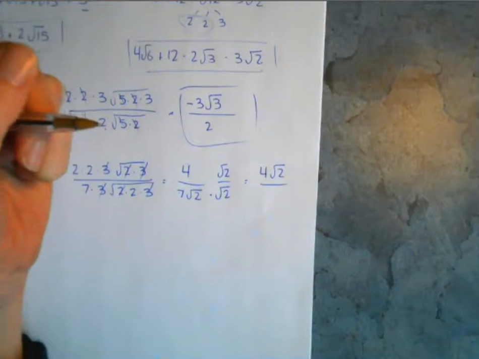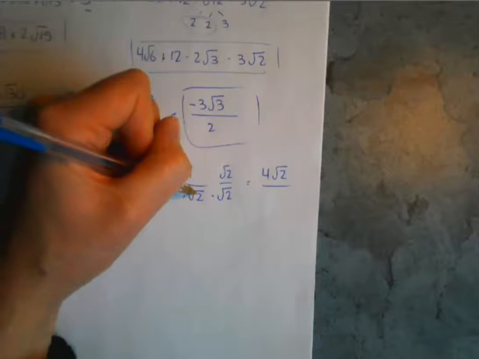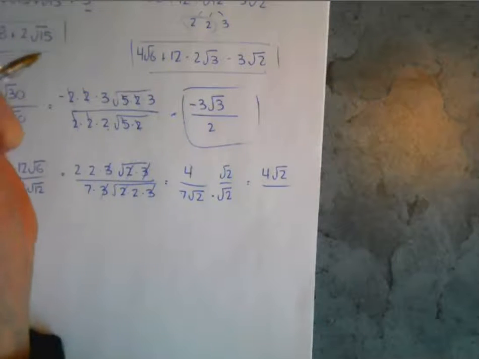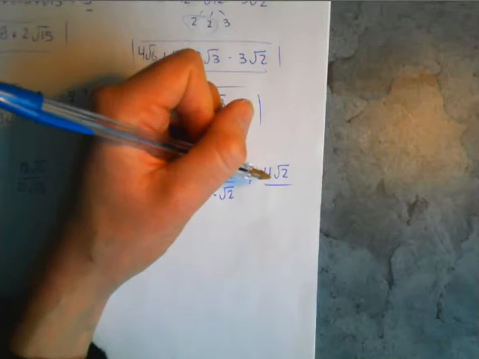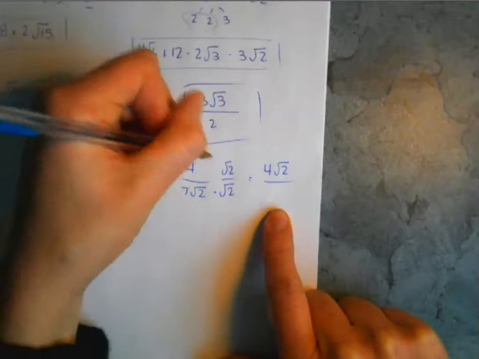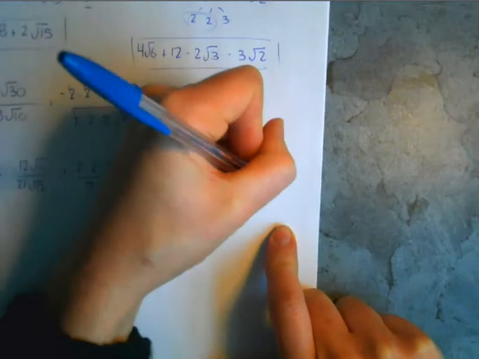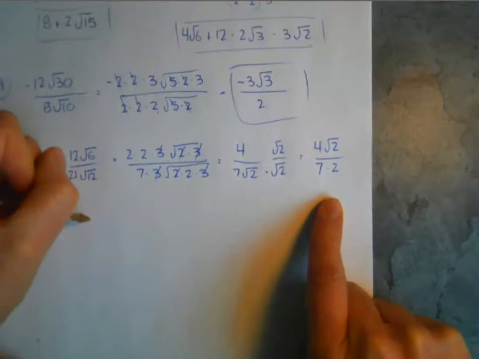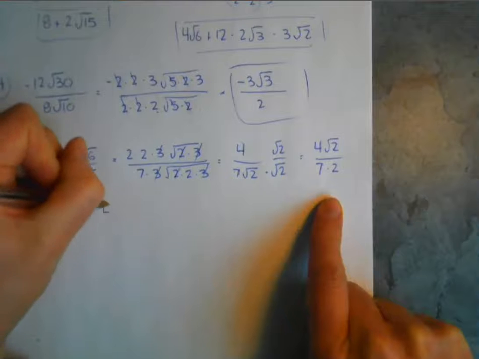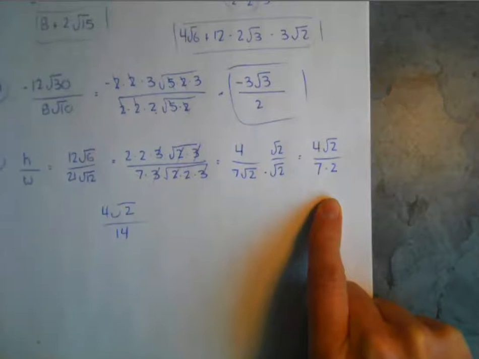I'm trying to figure out because I thought there was a mistake in there. So root 2 times root 2 will give us 2. All right, so here we go. So 7 root 2 times root 2 is just going to give us 2. So 7 times 2, which gives us 14. So now we end up with 4 root 2 over 14.